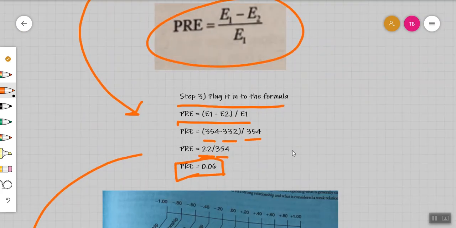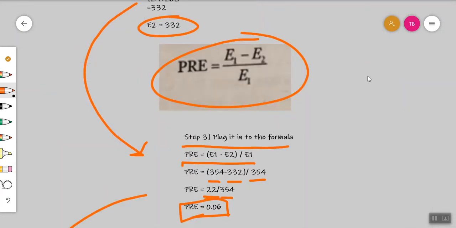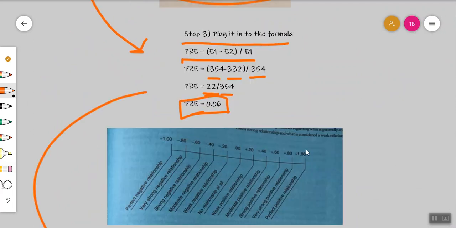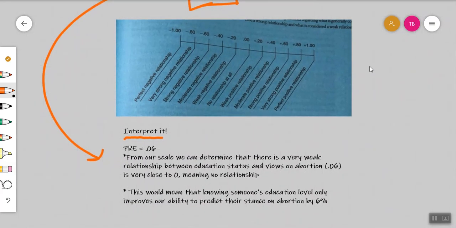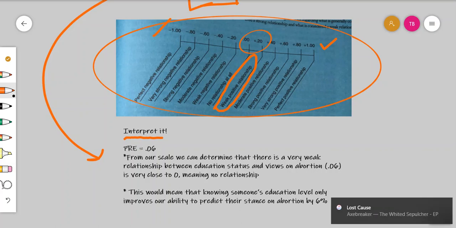And now you just plug it into the spectrum down here. So here's the chart. You can see that this chart goes from a positive 1 all the way to the negative 1. So you're basically going to try to find our number, 0.06. And you can see that 0.06 is probably somewhere around here. So on our scale, you can see it's a weak positive relationship. It's almost a non-relationship because it's so close to 0. So we can determine it's a very weak relationship.